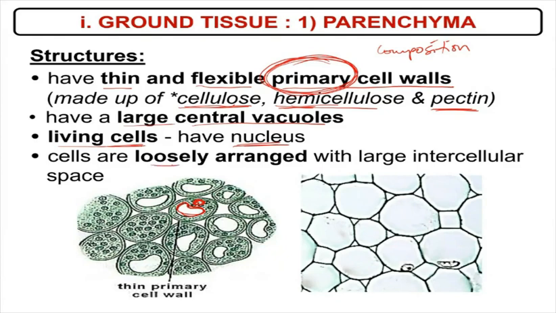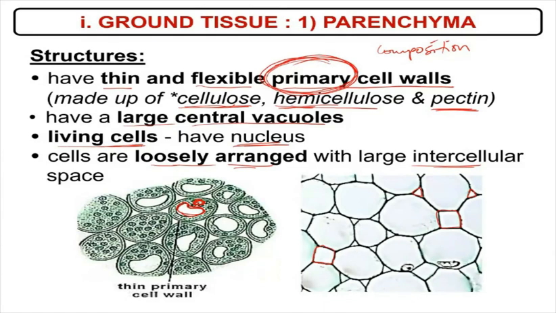Cells are loosely arranged because they have large intercellular space. This here is the intercellular space, not the cell. This is the intercellular space. So because they have intercellular space, we know that it is parenchyma, because it has a large intercellular space, or many intercellular spaces in between the cells.